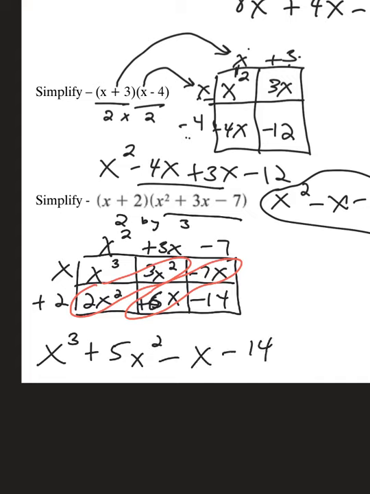Notice here that I was adding the 2 and the 3 to get this. I was adding negative 7 and 6 to get this. And I have a 4-term answer.